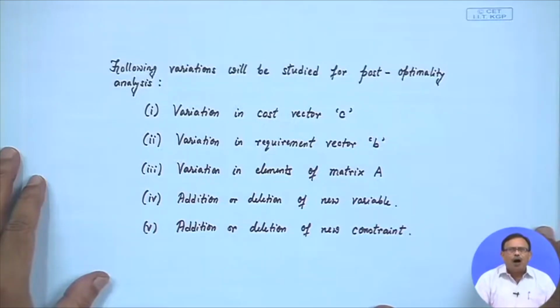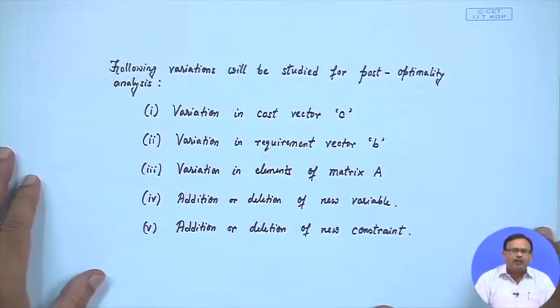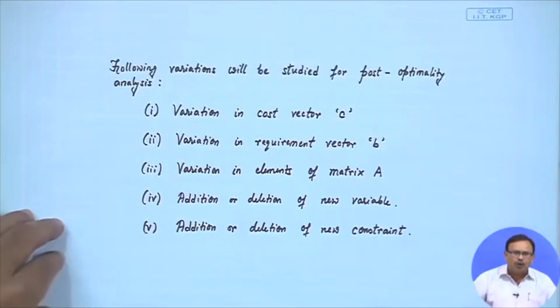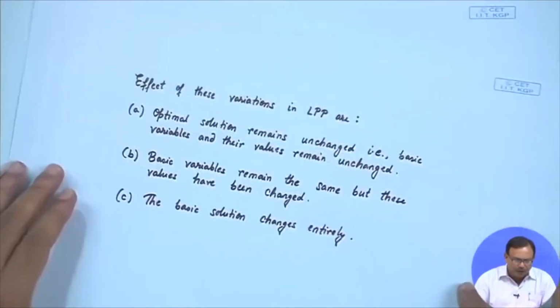If you remember, our LPP problem in the standard form is maximize z equals Cx subject to Ax equals B. So, the parameters involved are C, B and A. If I vary these parameters, what is the effect? Number 4 is addition or deletion of a new variable, that means I can add a new variable or delete a variable, what will be the effect, and addition or deletion of a constraint. We will study these things in this particular course.